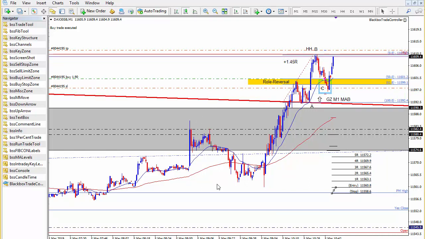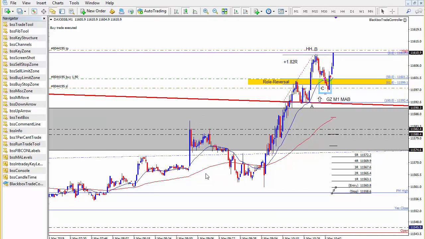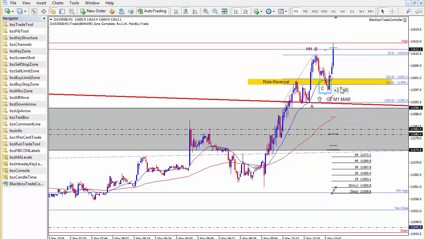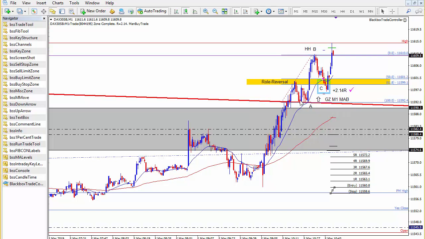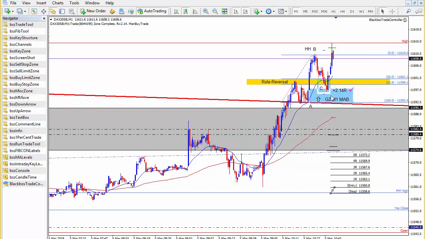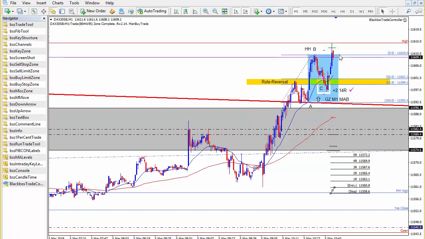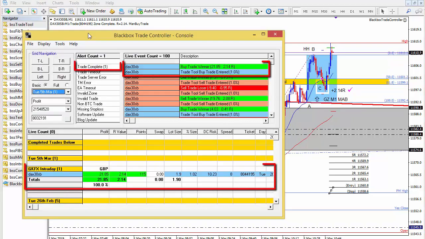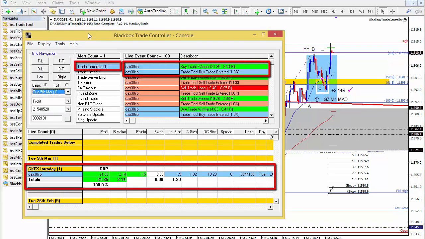Okay, on this occasion, the trade played out as expected, and our 2R target, which was just above point B, has been reached, and the trade controller has automatically marked up the result on the chart. The trade console has captured the details of the buy trade and the resulting 2.14R winner.